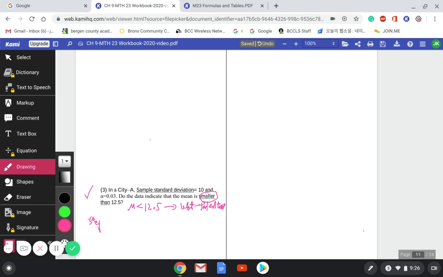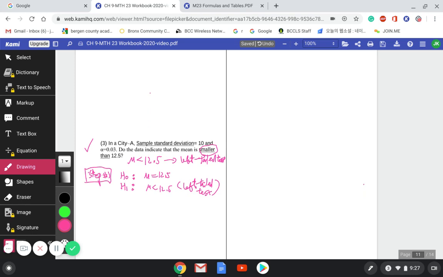So step 1, you have to make a statement for H0 and H1 and use the colon and define mu was 12.5, and you want to check that either this is lesser than 12.5. So you want to do hypothesis test on this, which is a left-tailed test. So that was step 1.